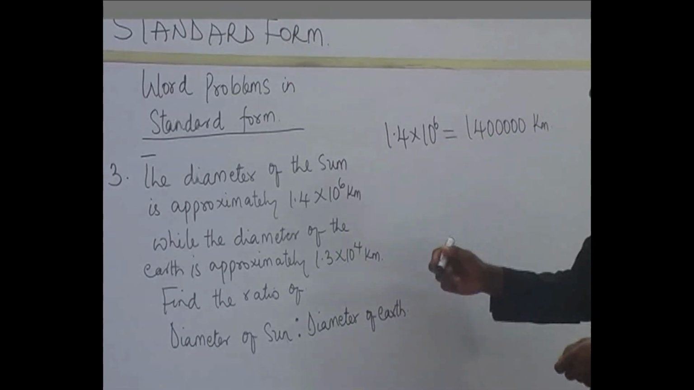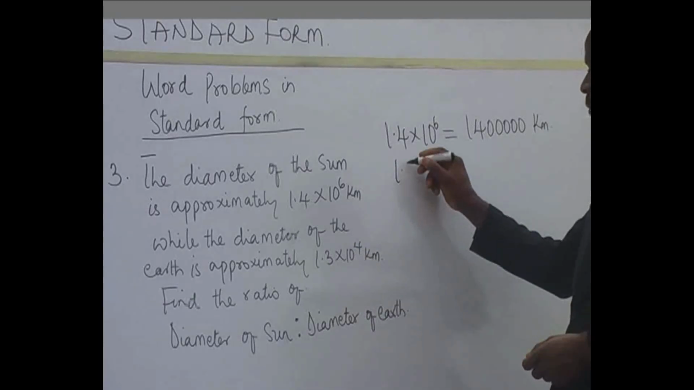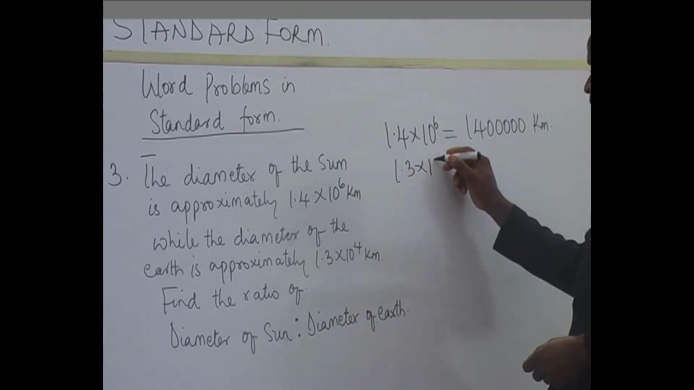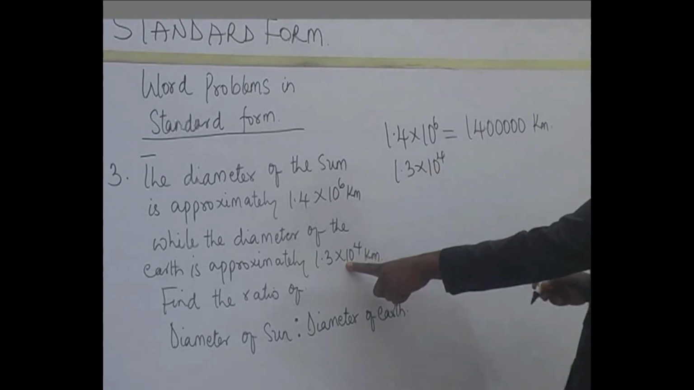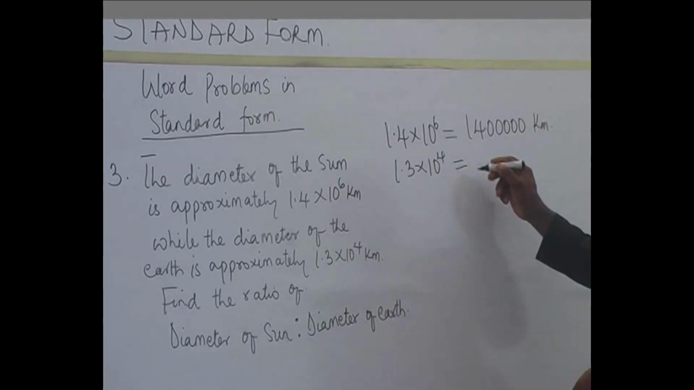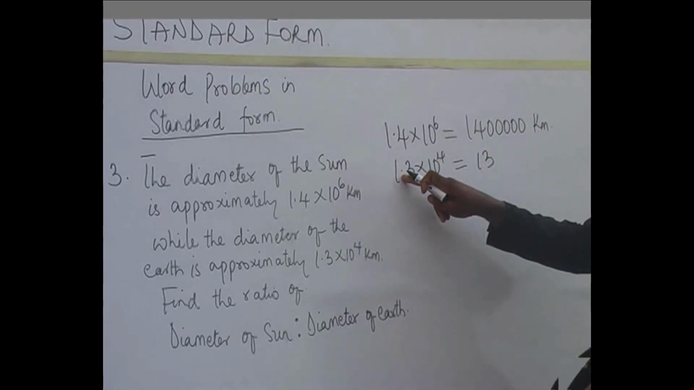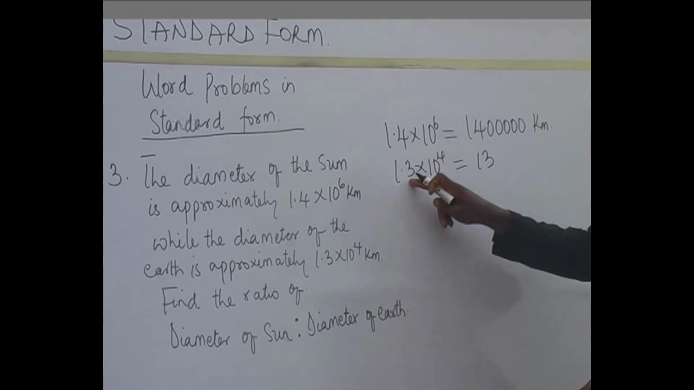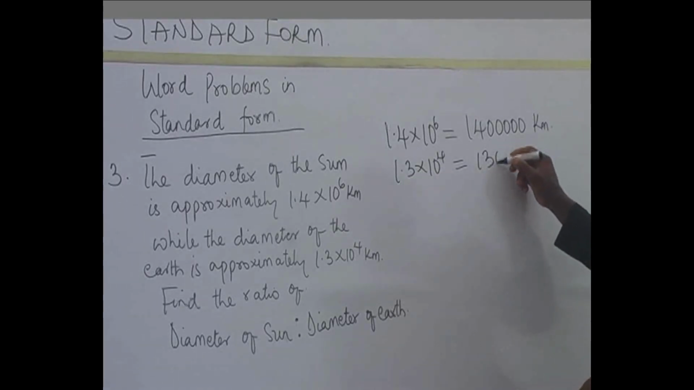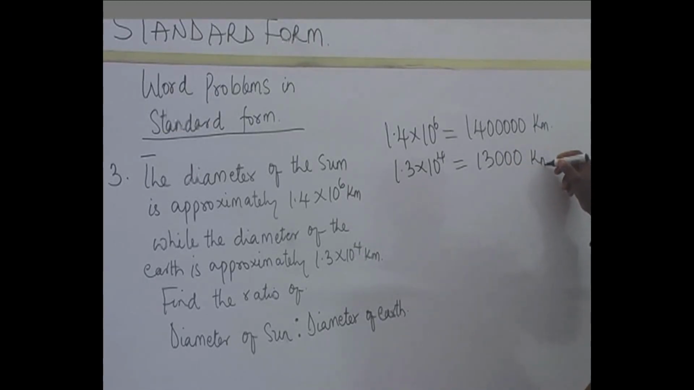Then that of the Earth, 1.3 times 10 exponent 4, which means move the decimal point towards the right 4 places. That is 13,000 kilometers.